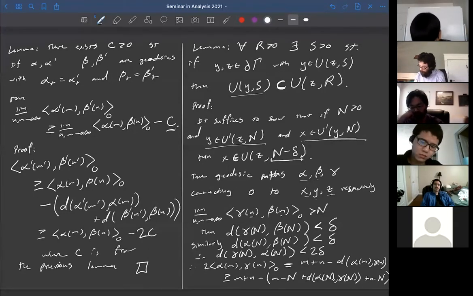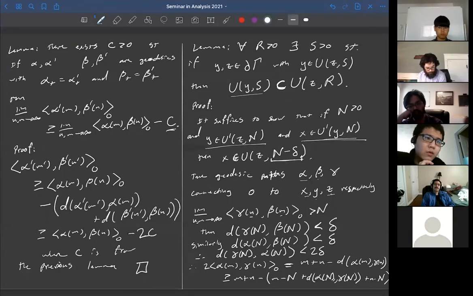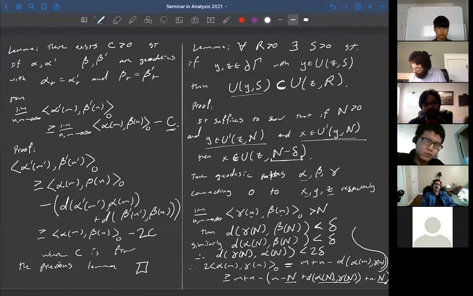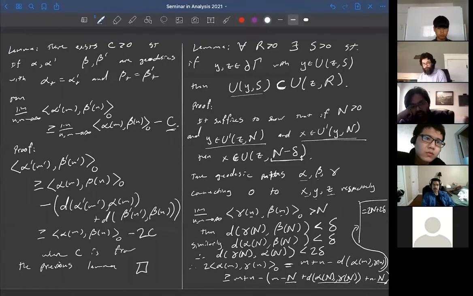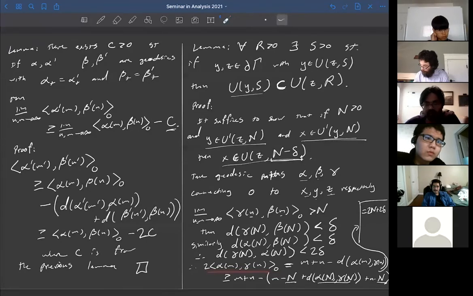And then we just compute this and we see that the m's cancel, the n's cancel. So all that's left are 2N and then this, which is 2 delta. I can't fit it all in. So this is all equal to 2N minus 2 delta. But that exactly says that x is in this neighborhood here. So that finishes the proof. Right? Twice this distance is greater than 2N plus 2 delta. So therefore, x has some representative which satisfies this.